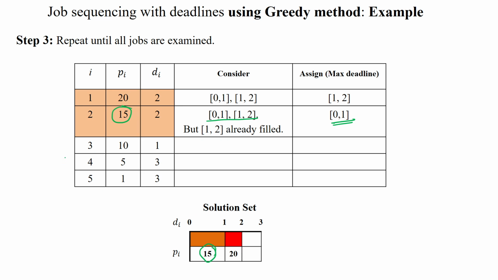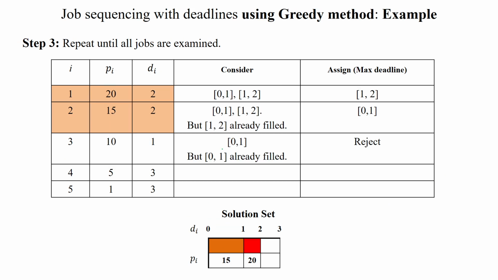Then we go to the third job, where the deadline is 1, r equals 1, so r minus 1 equals 0. The time slot, r minus 1 comma r, is 0 to 1. But 0 to 1 is already allotted to another job. Since it is already allotted, we are going to reject this job.